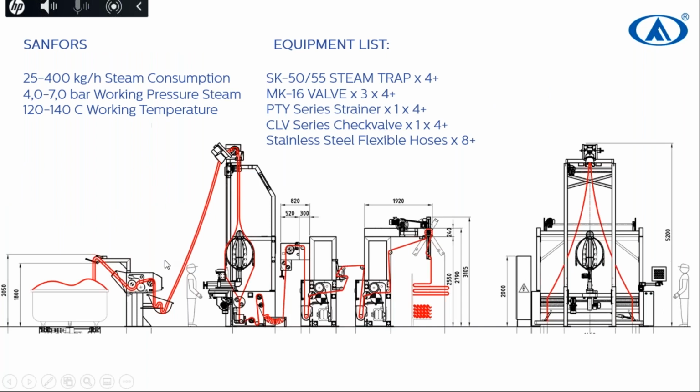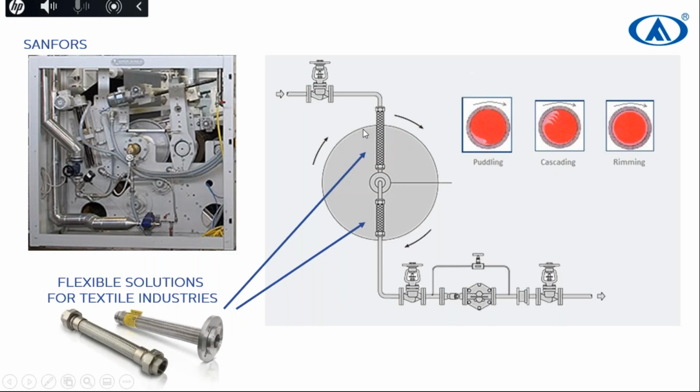For Sanforizing, for example, in that case, for the textile industry, all these red lines have steam, especially these two Sanforizing machines with cylinders, heating cylinders, as you see.